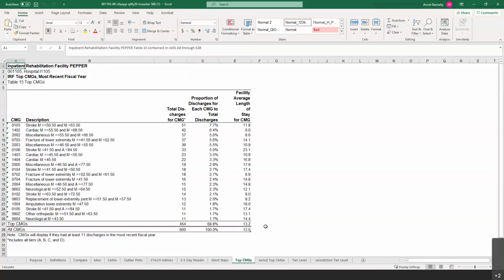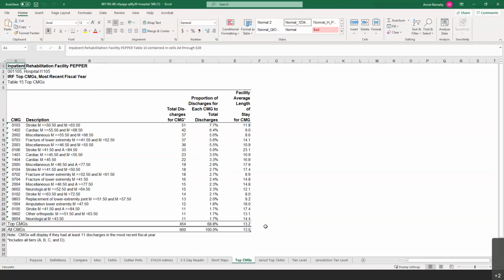Okay, so this next tab, top CMGs, you can see them listed here, the CMG number and then the description. This is, again, more data that we provide for you for national data, how you compare, where you fall. And for this tab, it is the top CMGs. So they are listed here.